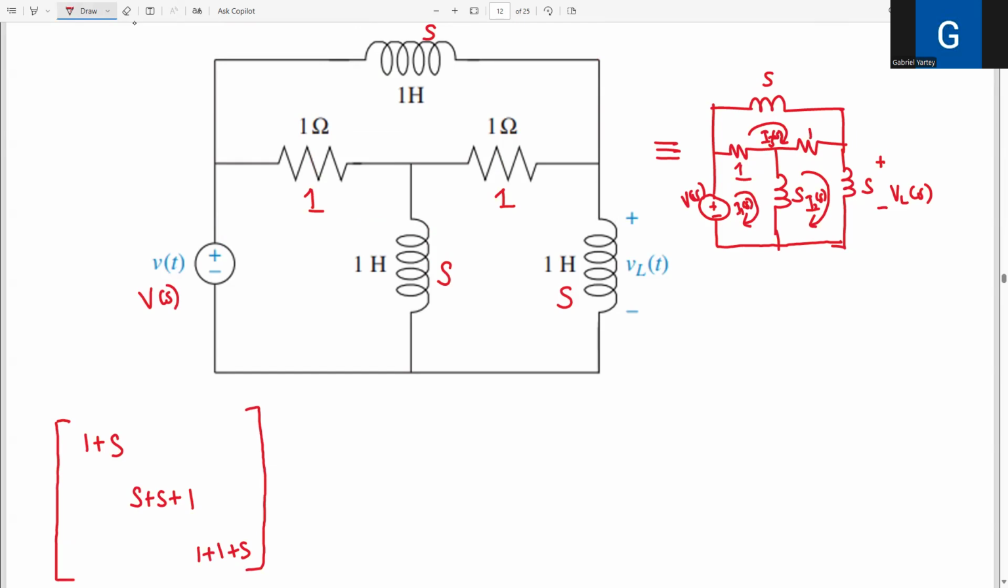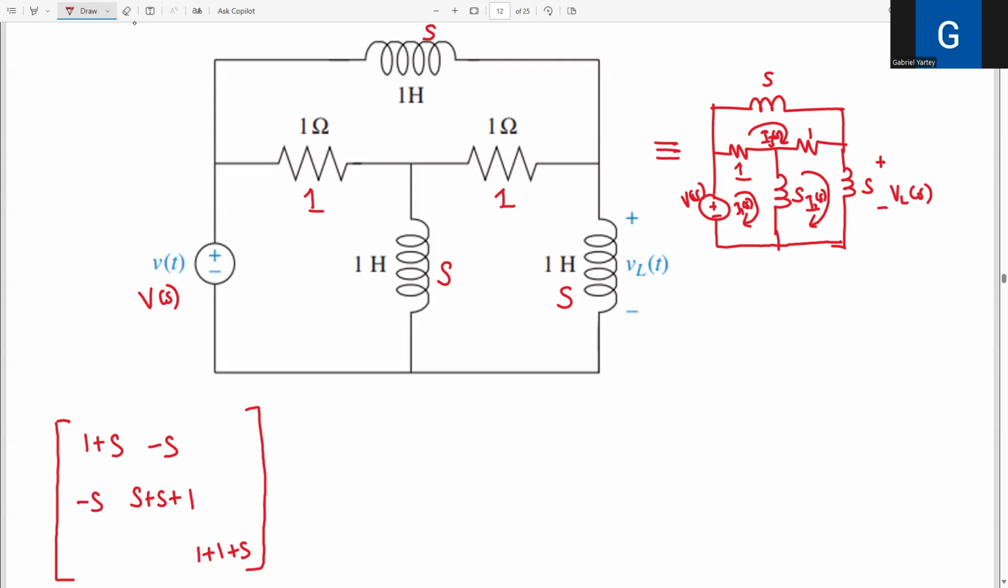Great. Now, position index 1, 2 means all the impedances present both in the first mesh and the second mesh. The first mesh is here, and the second mesh is here. The impedance present in these two meshes is just S. Now I have to negate it, minus S. And since position index 1, 2 is the same as position index 2, 1, the value present here should also be minus S.